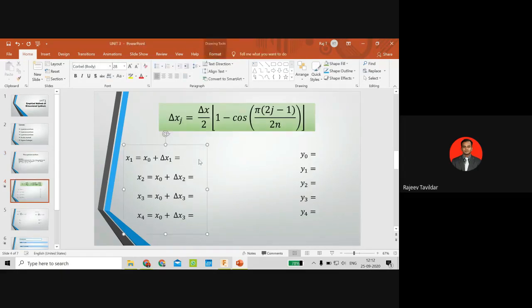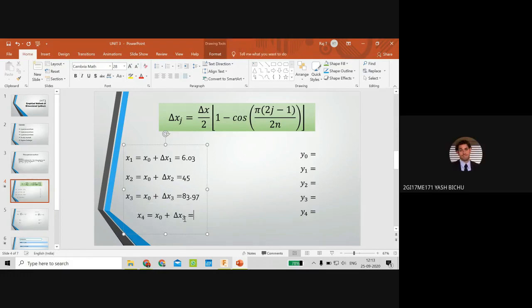Anyways, x0 is 0 only. Since x0 is 0, x1 will be equal to delta x1 directly. So 6.03. What is x2? X2 is 45. x3? 83.97. What will be x4?